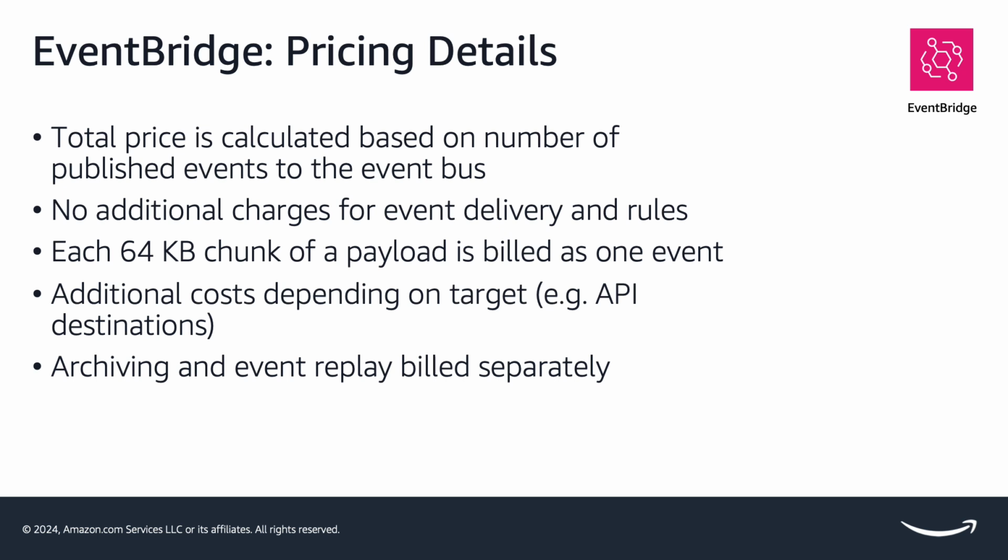The total price is calculated based on the number of published events to the event bus per month. Each 64 kilobyte chunk of an event payload is billed as one event. For event delivery and custom rules, no additional charges apply. Please be aware that additional costs can occur depending on the target, for example, if you want the events to be sent to an HTTP endpoint on your server. Archiving and event replay are also billed separately.